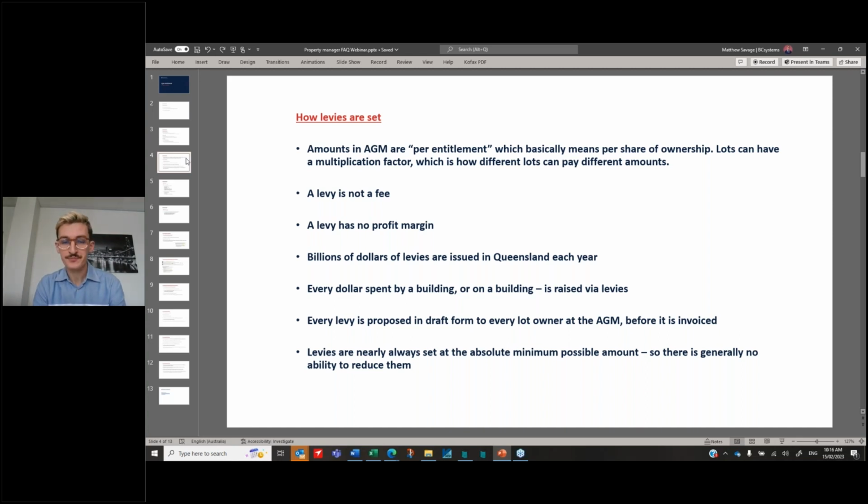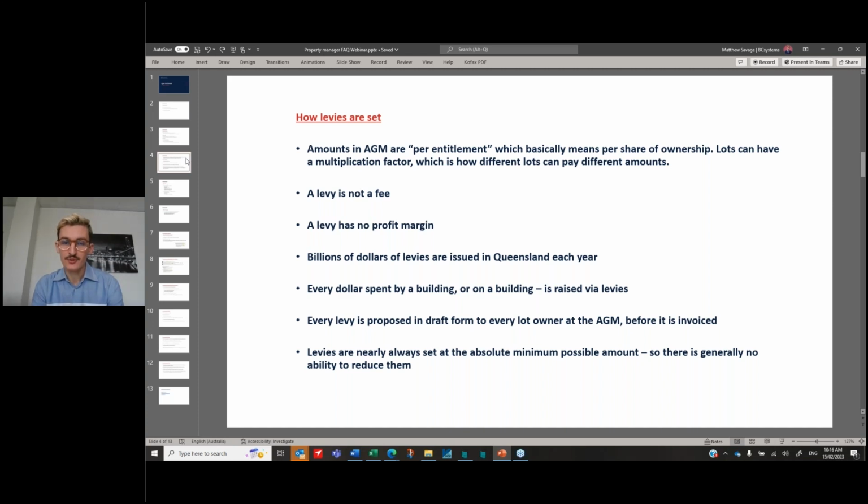Levies are a big deal in Queensland. There's billions of dollars of levies issued in Queensland every year. There's around 45 to 50,000 bodies corporate in Queensland only, and the lots in those bodies corporate number more than 500,000. People own lots in body corporate and pay levies. So it's a big part of the economy for bodies corporate. Every dollar spent on a building, no matter what the building is or where it's from, is raised by levies.